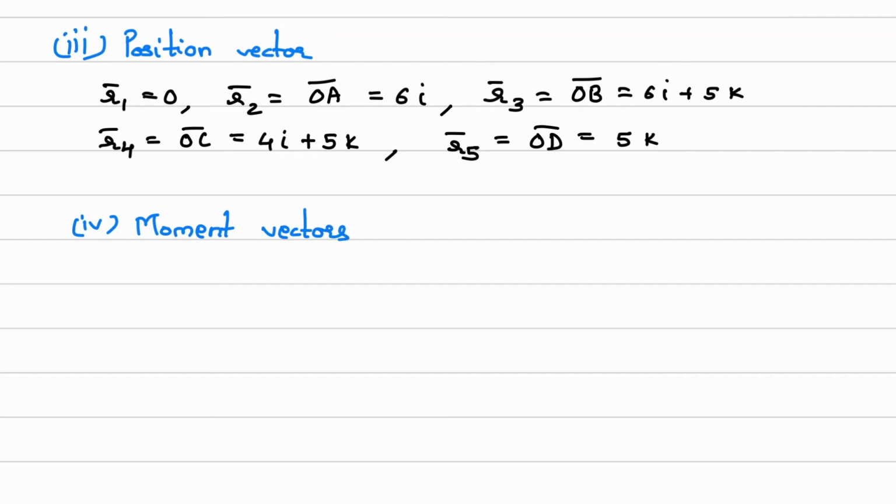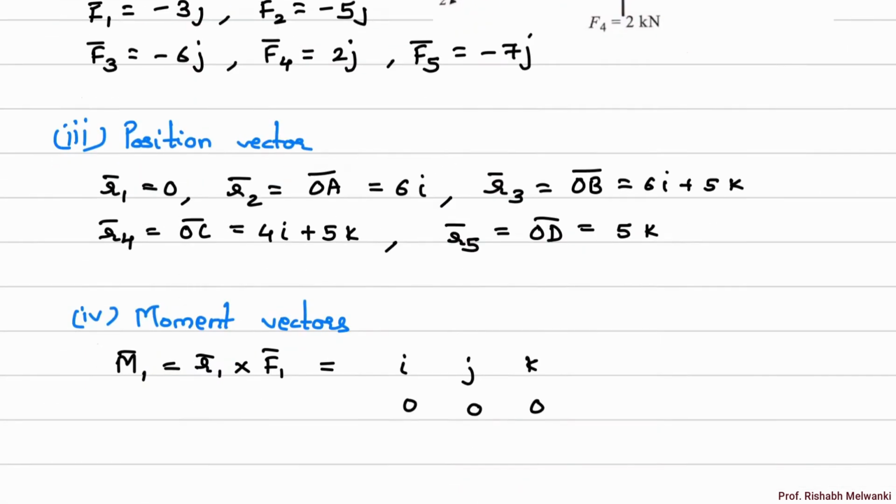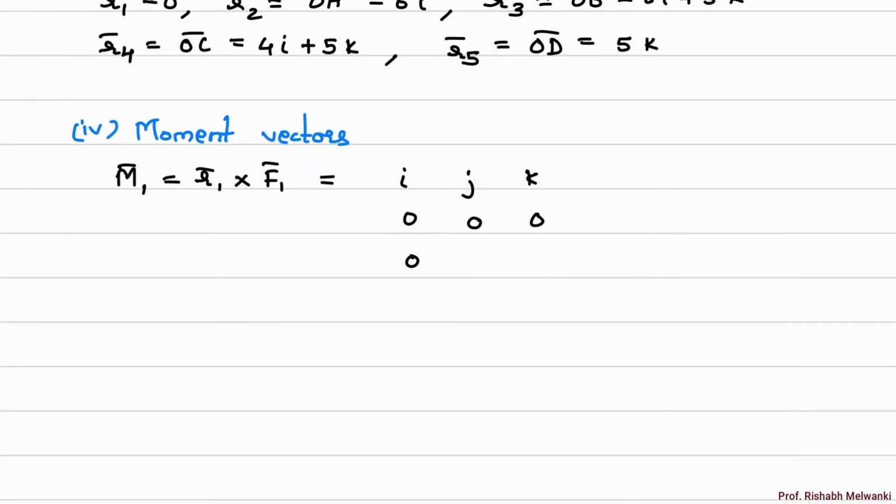Moment vector 1, moment of force 1 about point O, it will be position vector into cross product of force vector. Position vector we have 0, so 0 0 0, and force vector minus 3j, so 0 minus 3 0. So if you solve this, you will get value as 0.